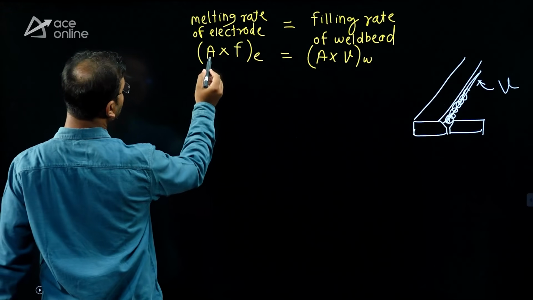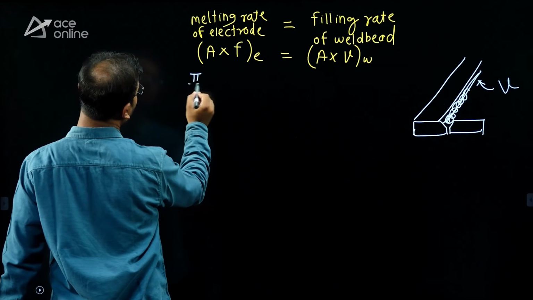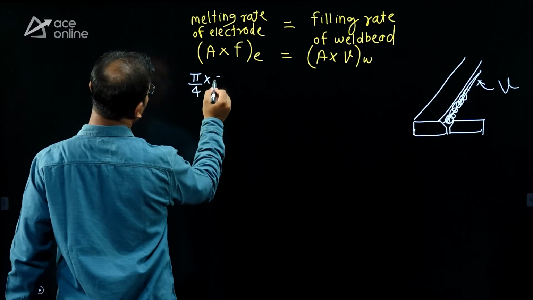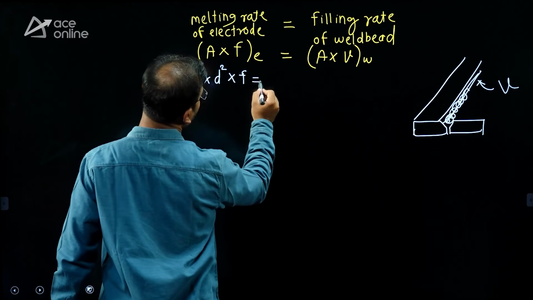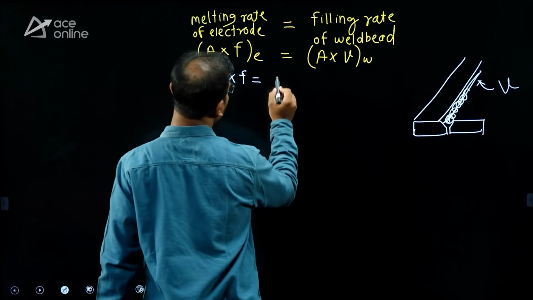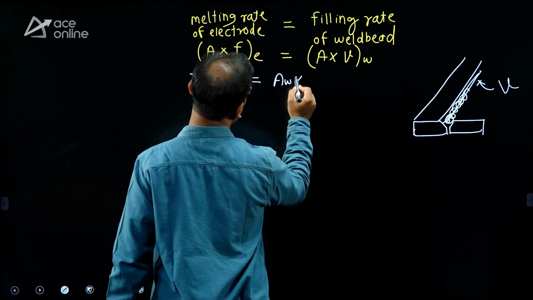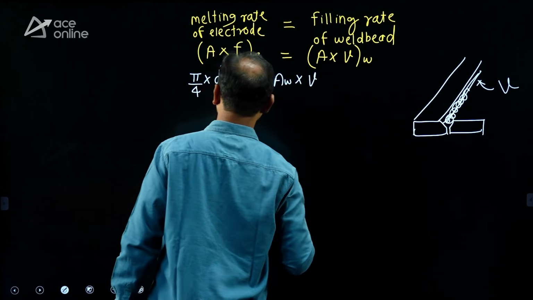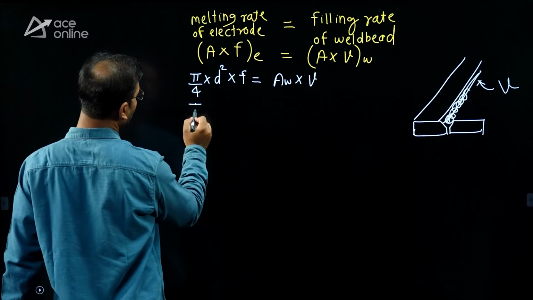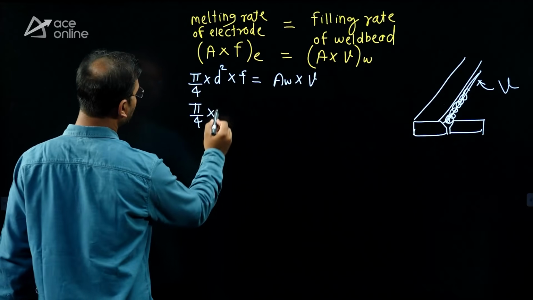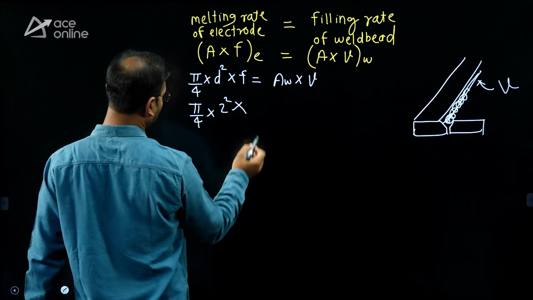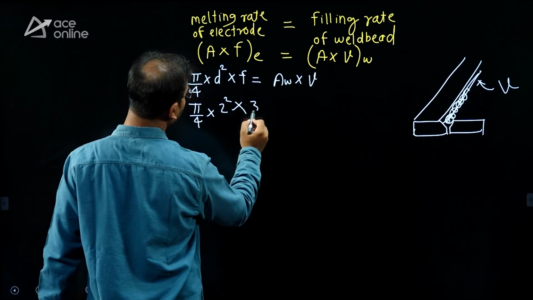Then here I am writing the area of electrode. What is the area of electrode? Cross sectional area of electrode, that is pi by 4 d square, into f, is equal to the area of weld bead. The area of weld bead is given, and we have to calculate the welding speed here. Then I write pi by 4 into d square, that is 2 square, into the feed, which is given as 3 meter per minute.